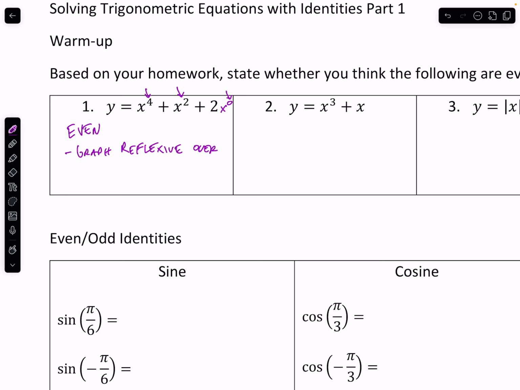over the y-axis. So they have like a horizontal line of reflection. And I know the equation, I could check it by saying if I plug in a negative x value everywhere, what do I get back? If I get back the same original function, then that's what makes it even.